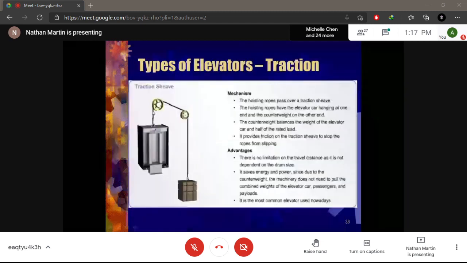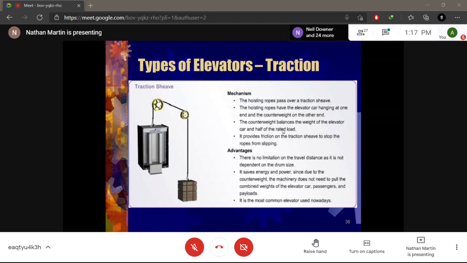This was the first evolution of the modern type elevators, right? The counterweight really is used to balance the weight of the elevator car and of the rated load, right? It provides friction on the traction sheave to stop the ropes from slipping, right? Meaning running off, or you have a runoff of the rope on the wheel.